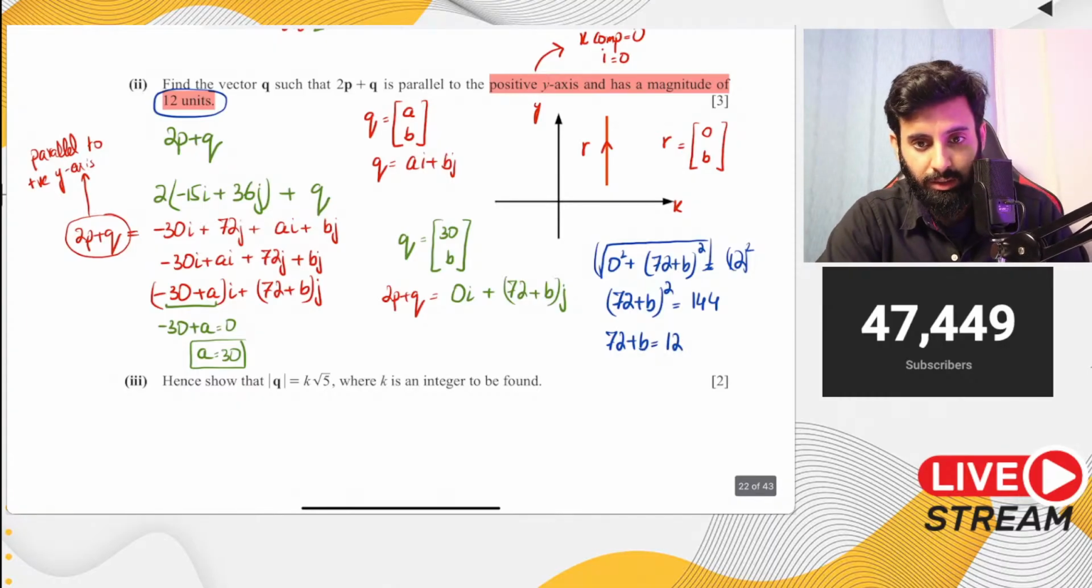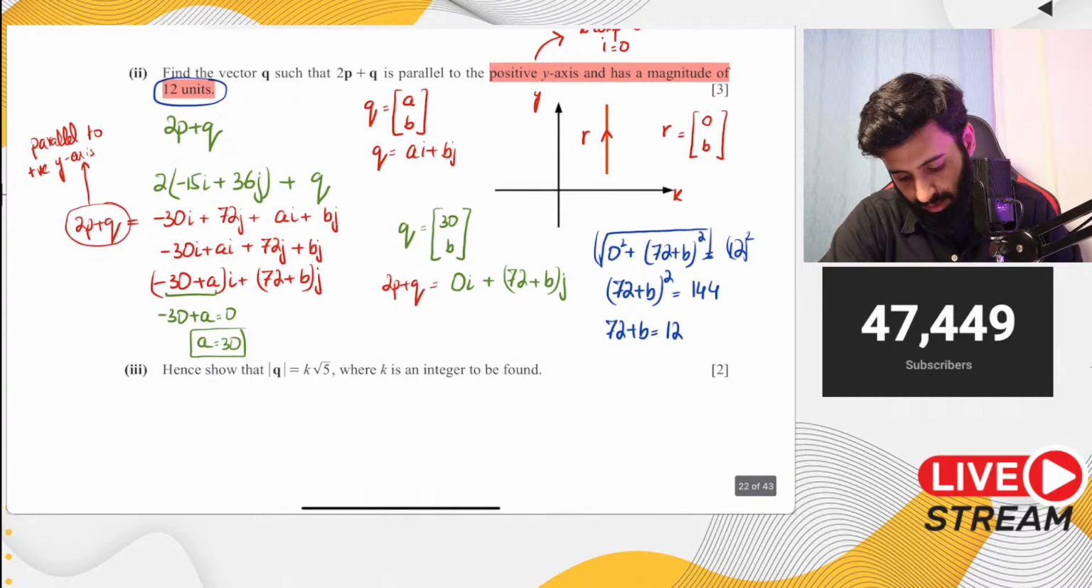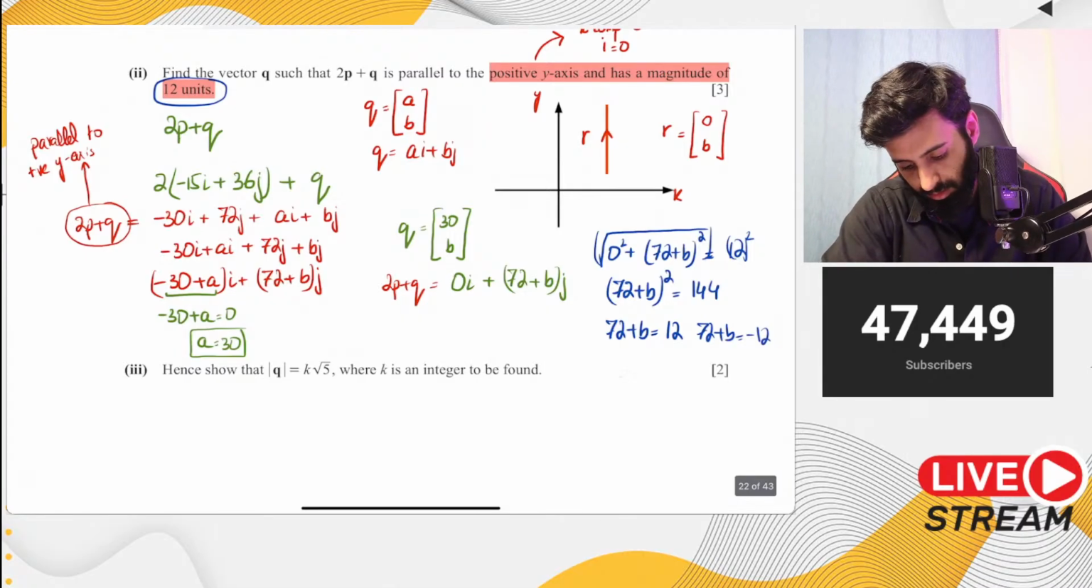That is one possible value of b, and the other possible value is that 72 plus b equals minus 12. Let me drag this over here, because if you take the square root on both sides, this is what happens.